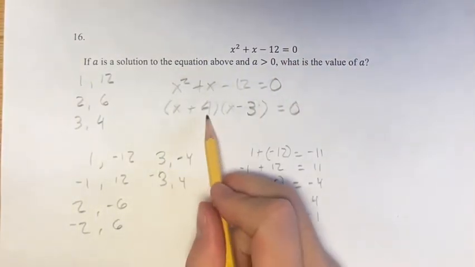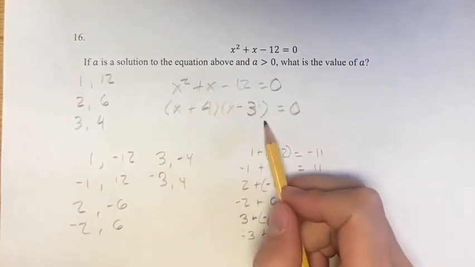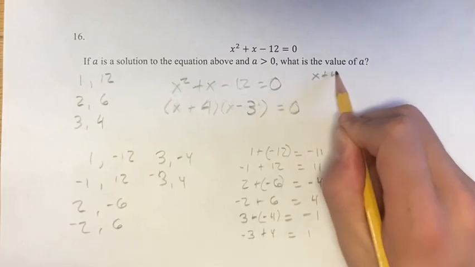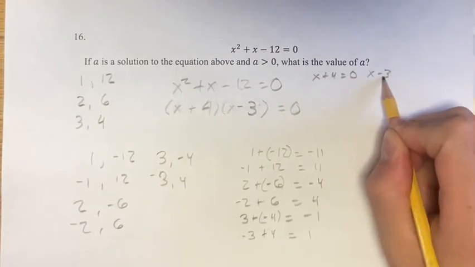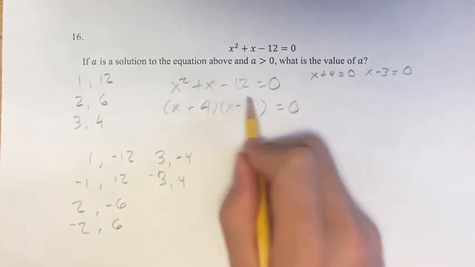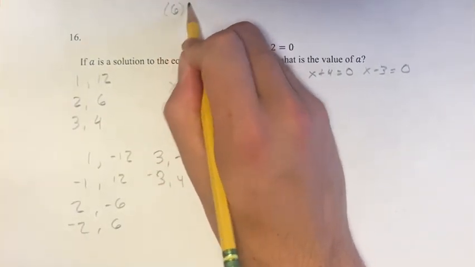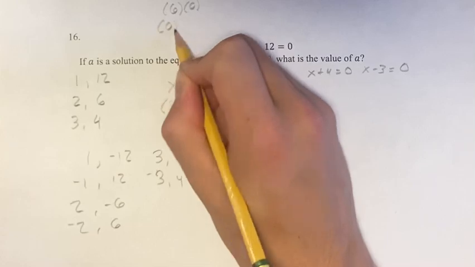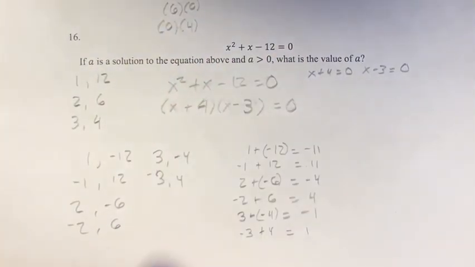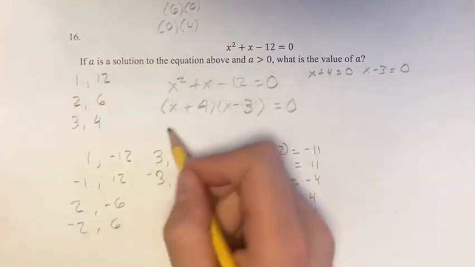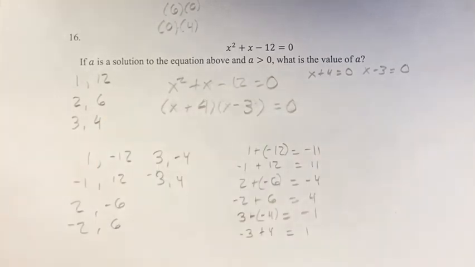So if we have x plus 4 times x minus 3 is equal to 0, either x plus 4 has to be equal to 0, or x minus 3 has to be equal to 0. For two things to multiply to 0, one of them has to be 0, right? 6 times 0 equals 0. 0 times 4 equals 0. But if there's not a 0 somewhere in there, multiplying them together is never going to give you 0.